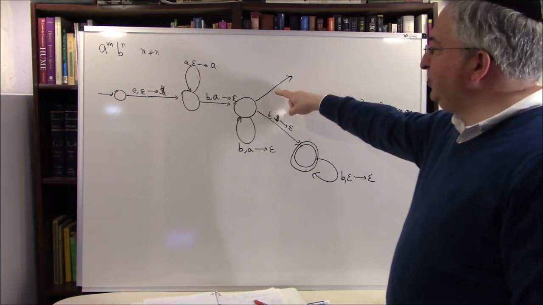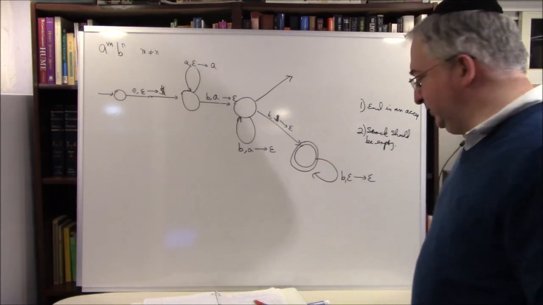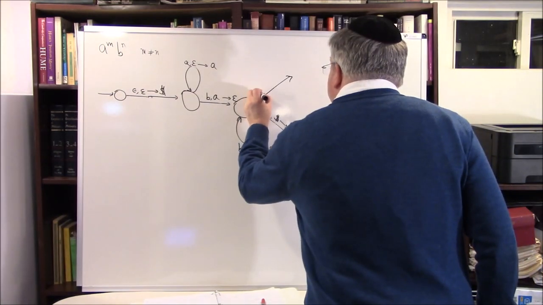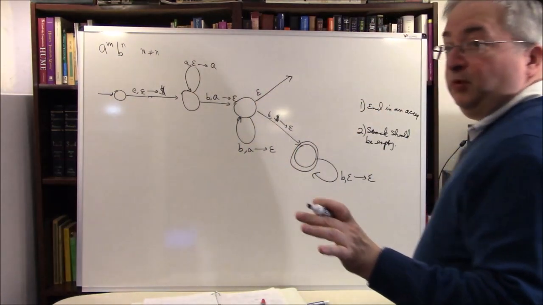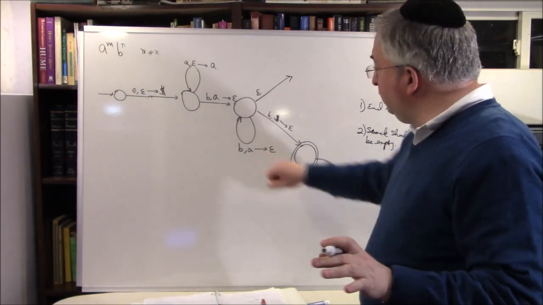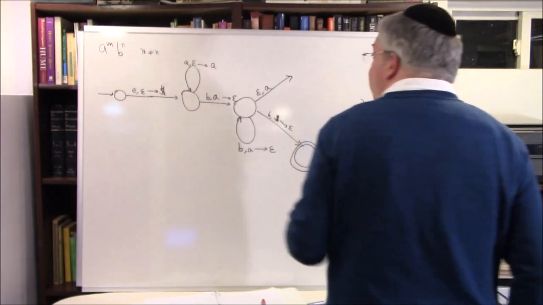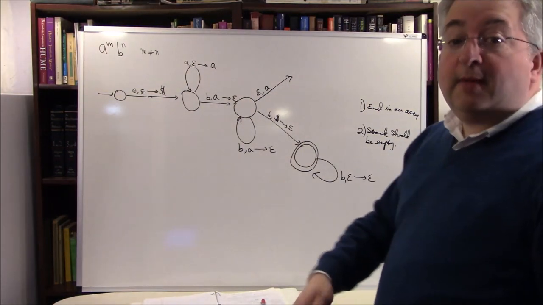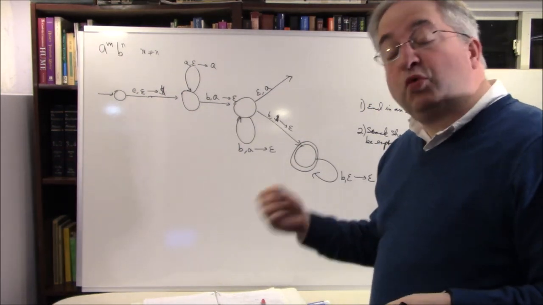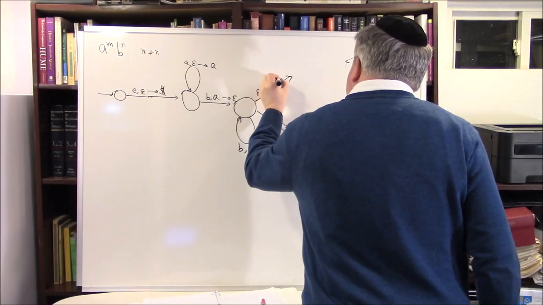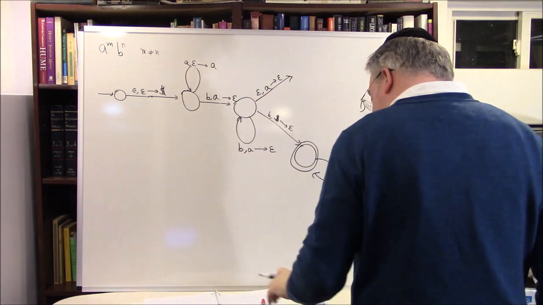Great. Now we have to deal with the case where there's more A's than B's. And we do it as follows. Don't read any part of your word anymore. You've read all your word over here. But you still have A's on your stack. In other words, you finished all your B's, but you still have A's on your stack. You have more A's than B's. Then don't read it, don't push anything.